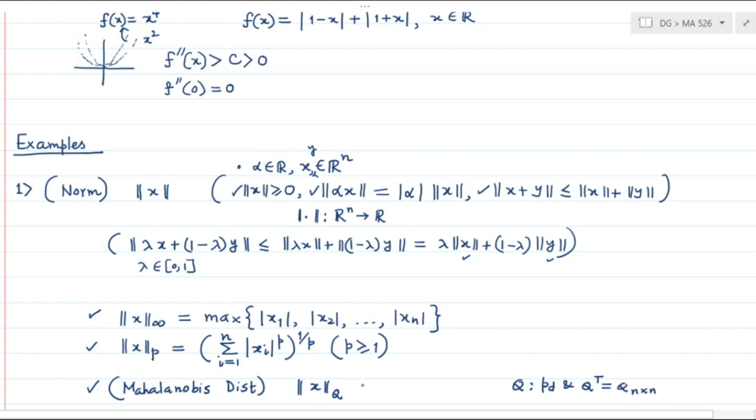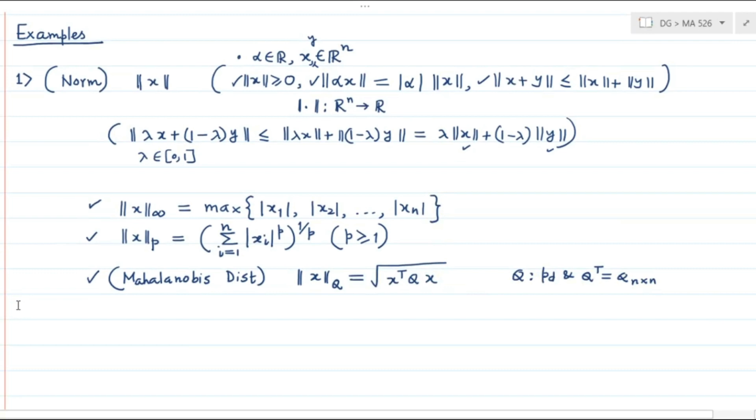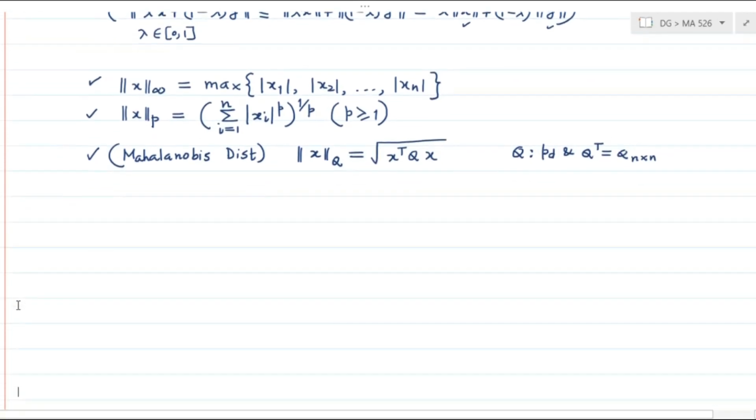Then the norm of x subscripted Q, which is also called the ellipsoidal norm or Mahalanobis distance from origin, is given by the positive square root of x transpose Q x. This is also a norm, and we can just verify that all three properties hold true. And as a norm is a convex function, therefore the Mahalanobis distance or ellipsoid norm is also a convex function. Fine. Well, let me move ahead to give you the next example.